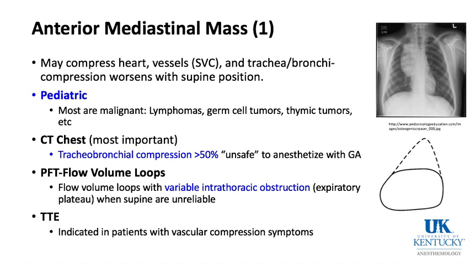If you happen to do a pulmonary function test flow volume loop, which isn't usually done very much anymore, but if you did, this would be a variable intrathoracic obstruction, meaning that it's variable, there's a difference between inspiration and expiration. Intrathoracic, that's where the pathology is in the chest. And you would see this expiratory plateau. That is, as you inspire, air comes in, but as you expire, that tumor presses on the trachea or the bronchus and impedes expiratory flow.